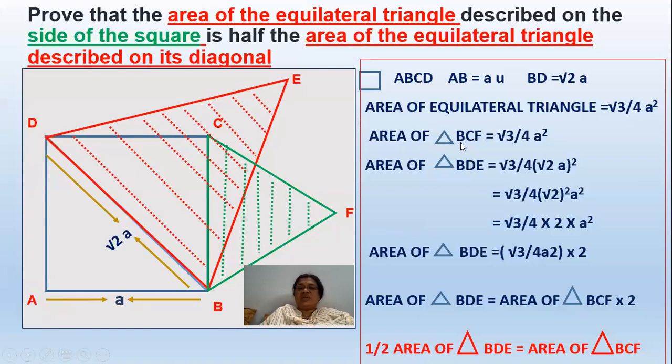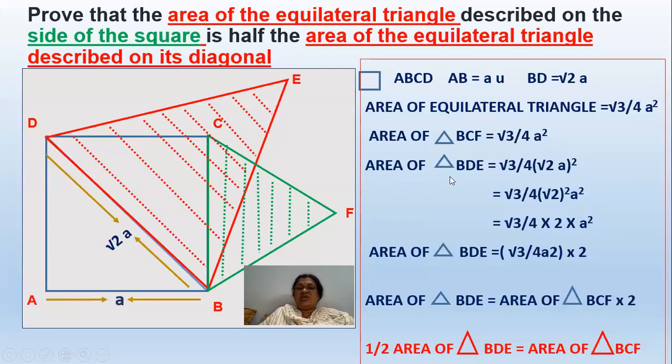The area of an equilateral triangle BCF is given. BCF. So this one, the side is nothing but A. See, look at this BCF triangle carefully. This triangle is based on the side of a square. So BC is nothing but a side of a square. You know what is the side of a square? It is A. So the area will be root 3 by 4 A square.